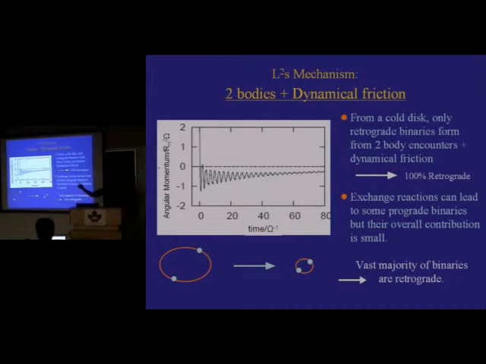With time, their orbit will shrink due to dynamical friction, but the sense of their rotation will remain the same because there's nothing to switch it around. So binaries forming by dynamical friction should all be retrograde. There might be a small fraction that can be prograde because you might have some exchange reactions, but you can show that it should be less than 10%, and we actually also did some detailed simulations that show this is like 3%, and those are broken up or exchanged. So really the vast majority of all binaries that form this way should be retrograde.